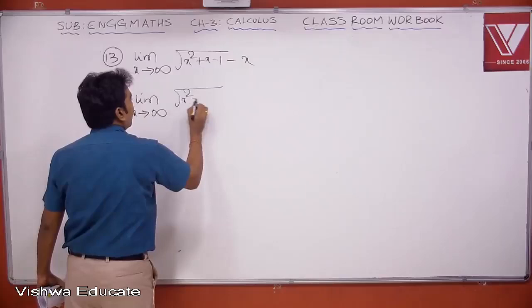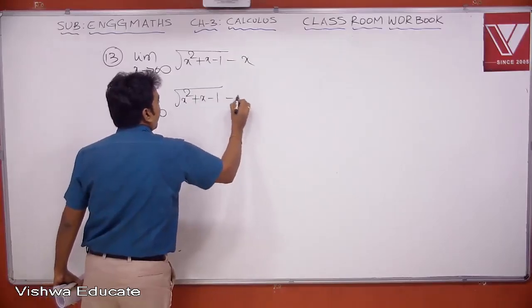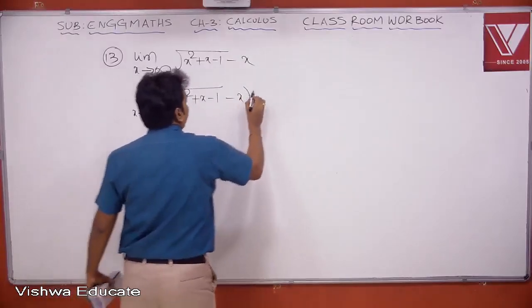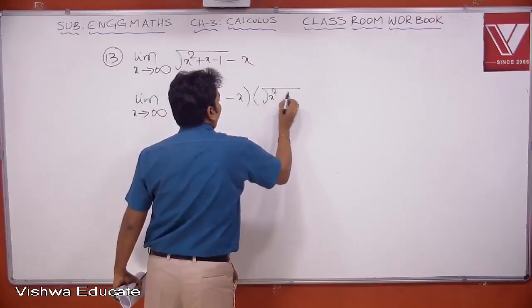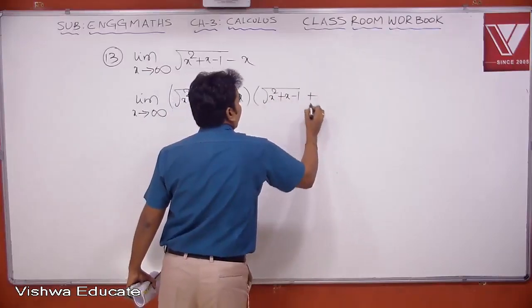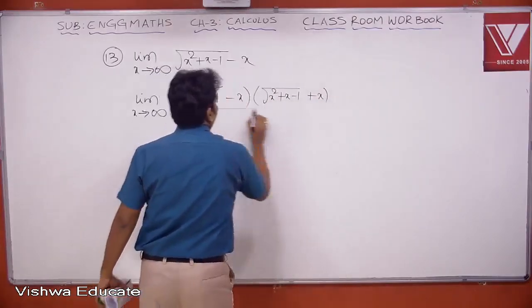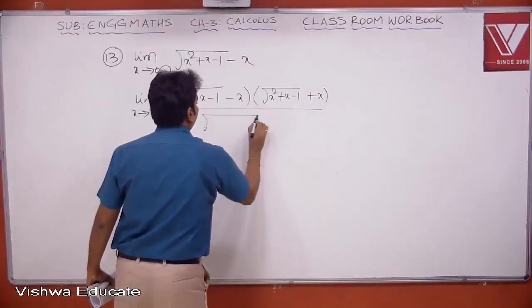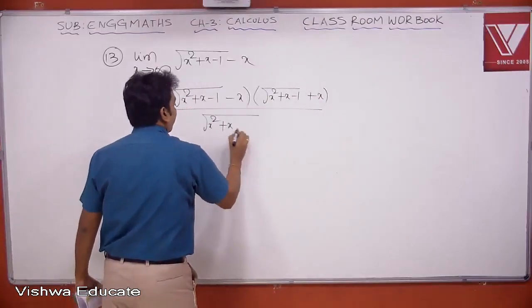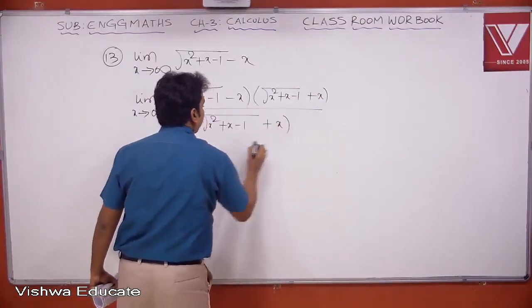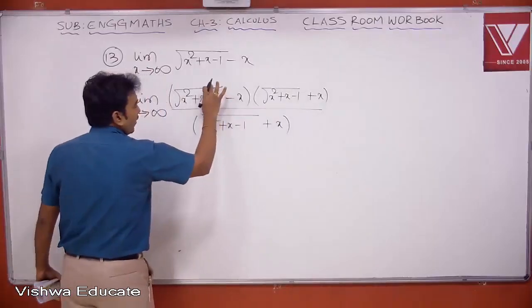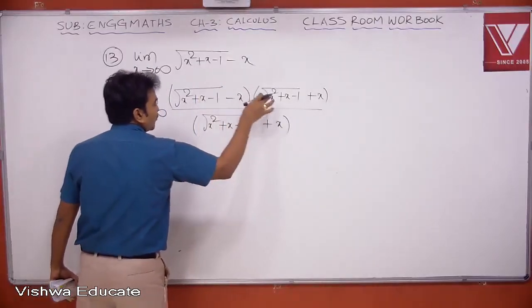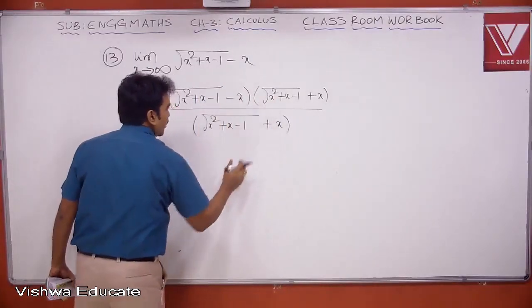So this becomes square root of x square plus x minus 1, into square root of x square plus x minus 1 plus x, divided by the same expression, square root of x square plus x minus 1 plus x. So this is the rationalizing factor of this. We have multiplied this with its rationalizing factor and divided with the same.